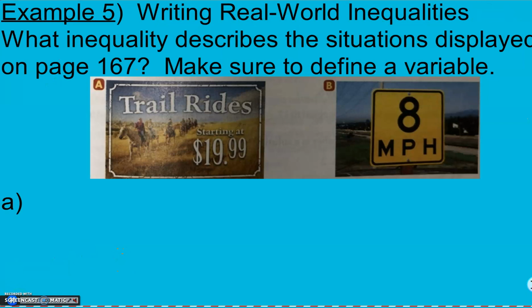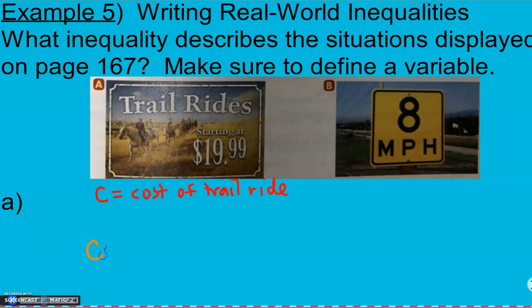Here, in example 5, we're doing real-world inequalities. What inequality describes the situations displayed on page 167? I have them here. Make sure to define a variable. So in A, we are talking about trail rides. So the cost starts at $19.99. So I'm going to make C my cost of the trail ride. That's my variable. That's the part that changes.